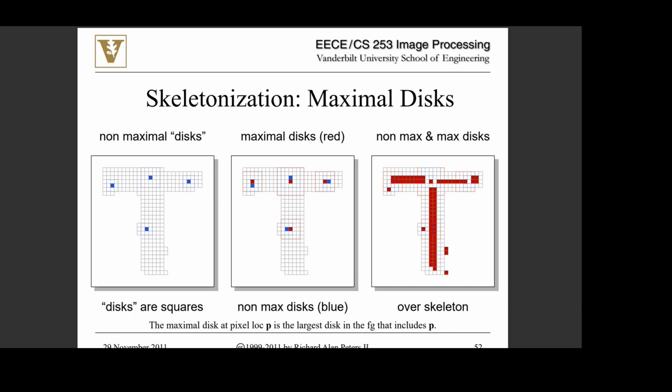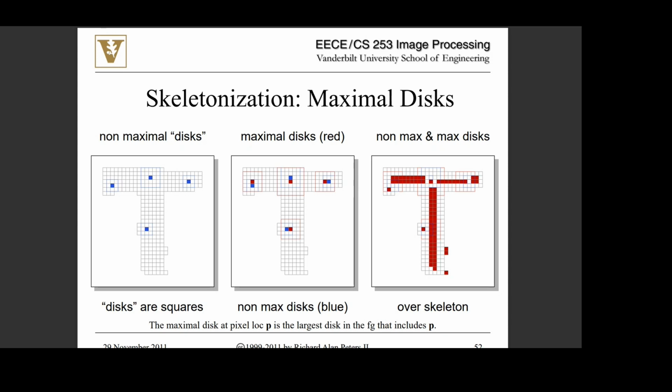For this blue, you can find this red one that is bigger than the blue, and that fully contains the blue, and it is fully contained in the image. Okay, so now we look for all the points that are the centers of maximal disks. All these red points are centers of maximal disks.